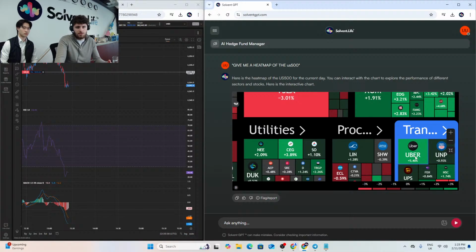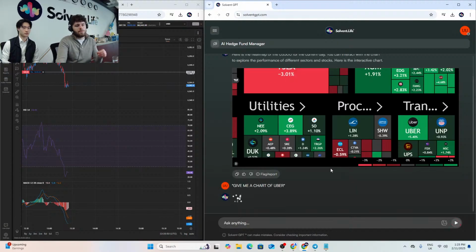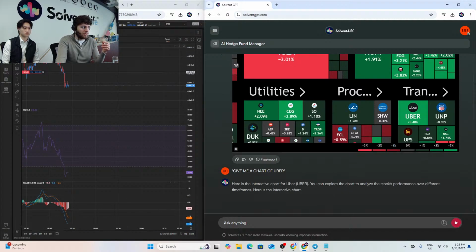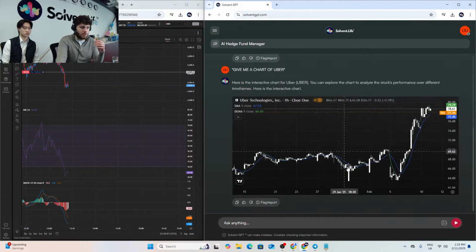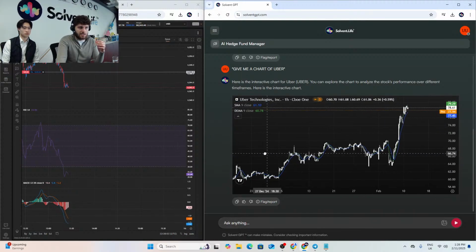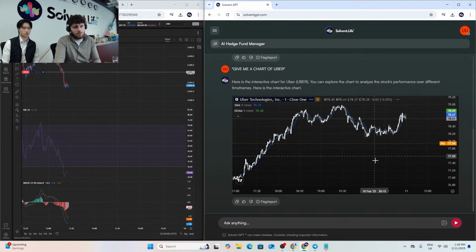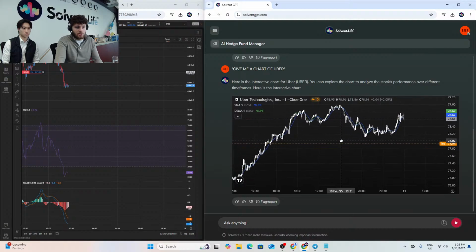Now, if we would say take Uber up 5.4%, we could say, give me a chart of Uber. What this is going to do is give us a real-time chart very similar to what we have here on Capital.com and TradingView, just showing us Uber's performance over the past couple of days. Now, of course, we can change the time frame. It's on a 1 hour. We can change this to a 1 minute if we were doing a scalping trade, and we can also change this to a day.